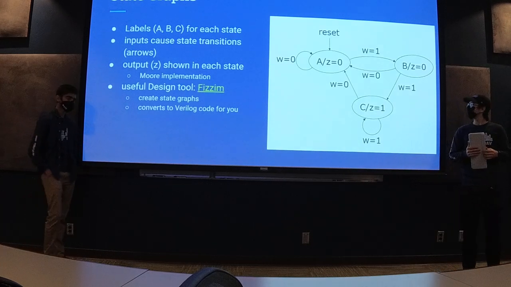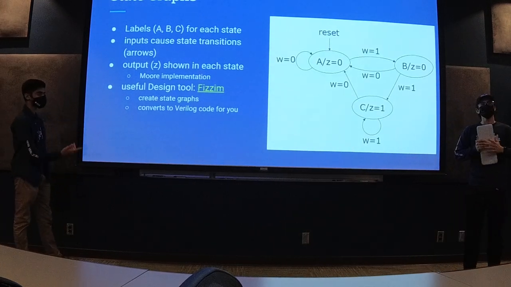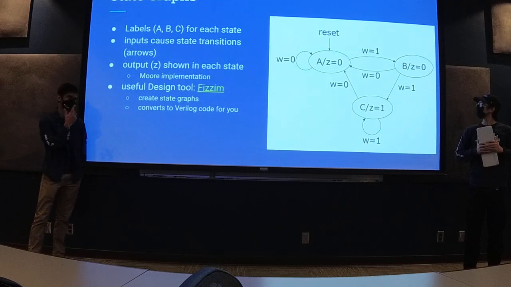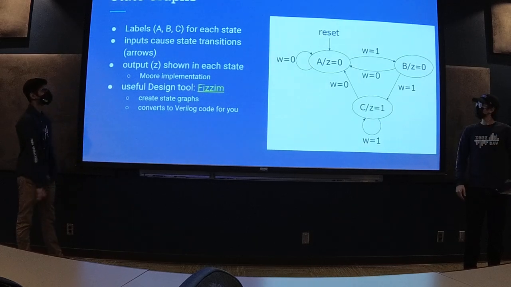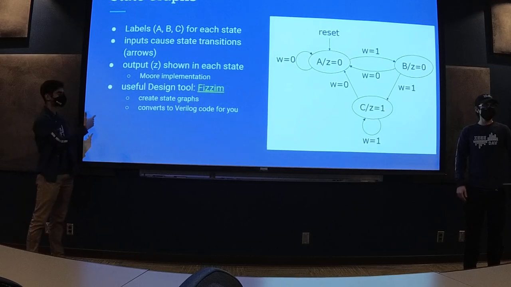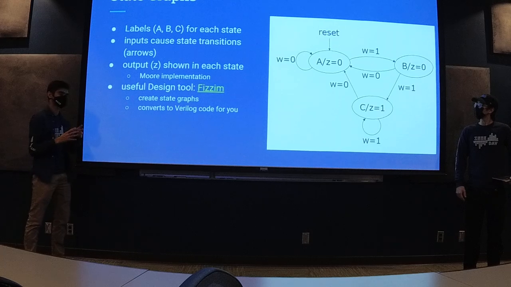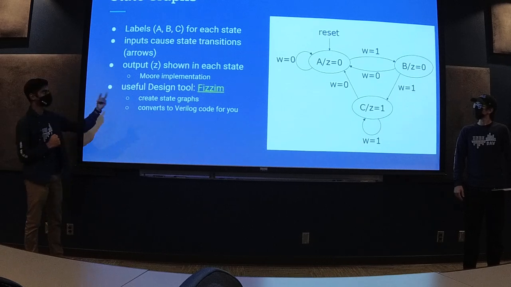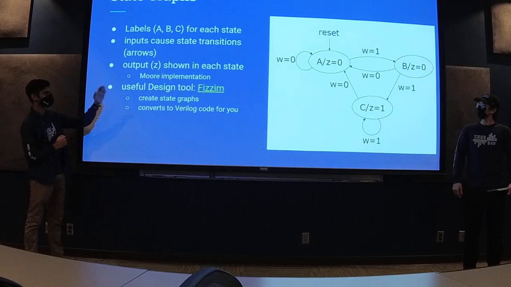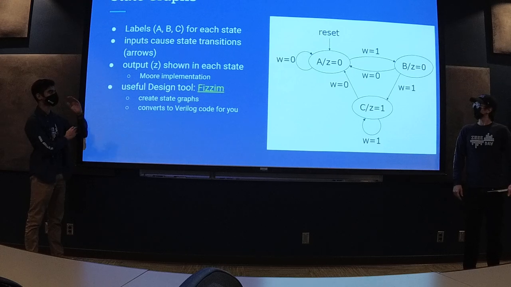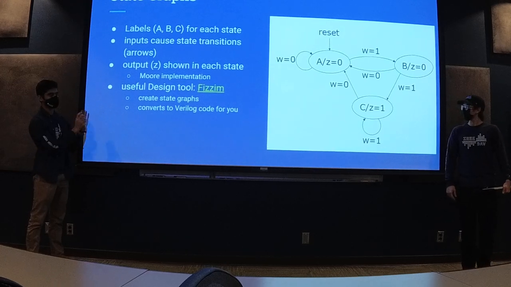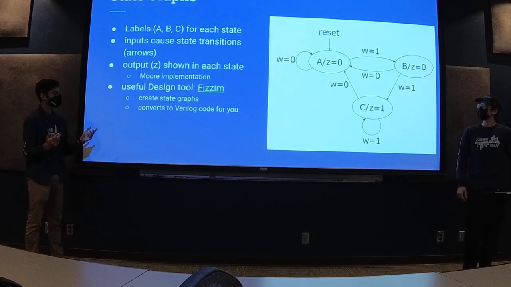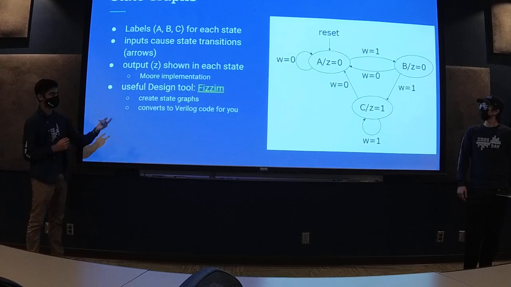You saw an example state graph on the first state machine slide, which was a video game character. This is just a random state graph, but essentially it shows that you can visualize your state machine with all the states and arrows for the transitions between the states. Here the slash is not division, it's just separating the state name from the output at each state. So our output is Z, and our state labels are A, B, and C.